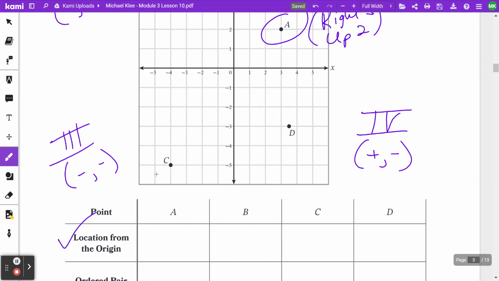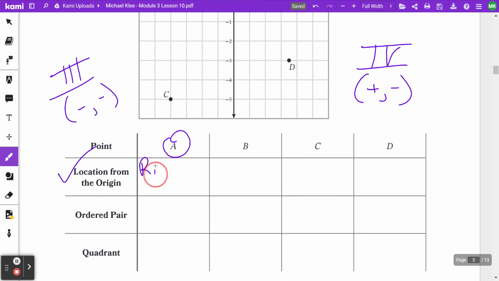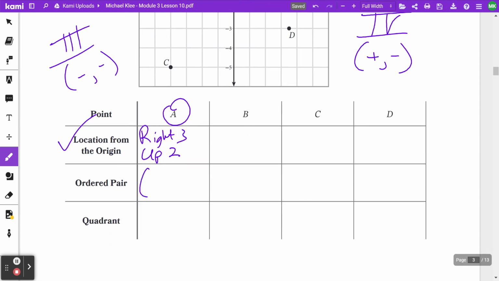So location from the origin for point A would be right 3 and up 2. So right 3, up 2. And since I'm headed to the right, that's a positive. And if I'm heading up, that's also a positive. And so quadrant number 1, because it's positive, comma positive.